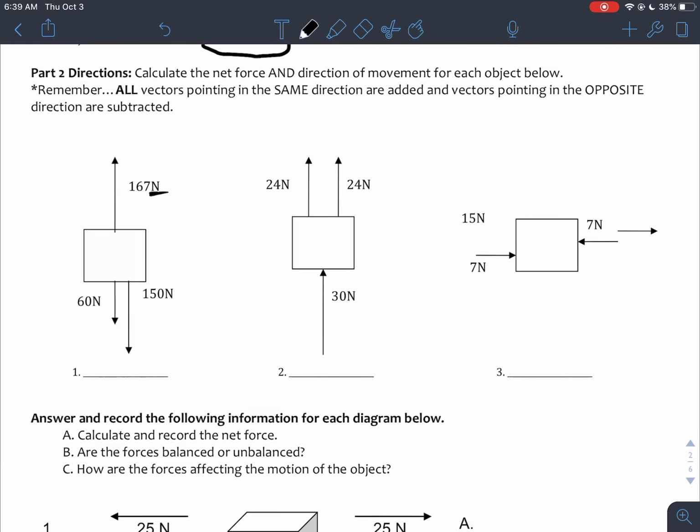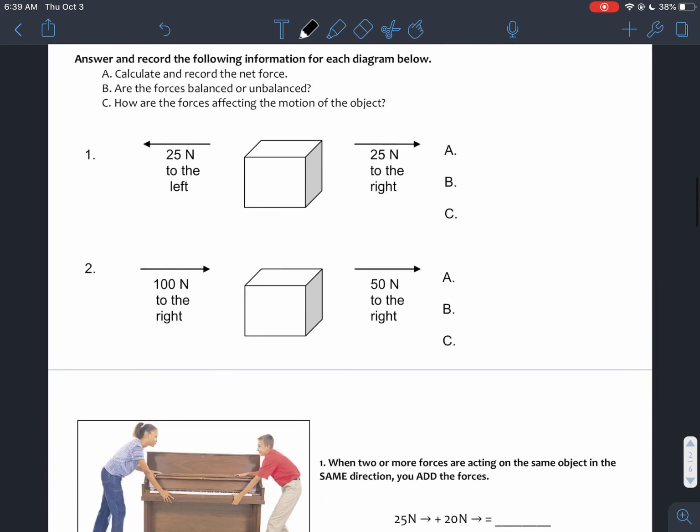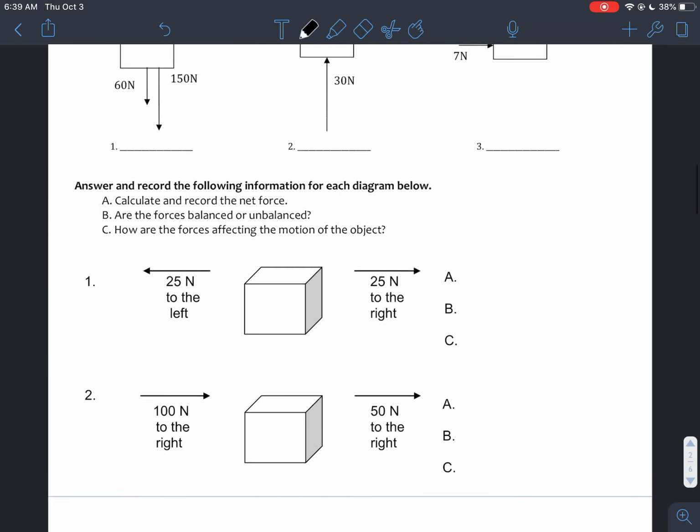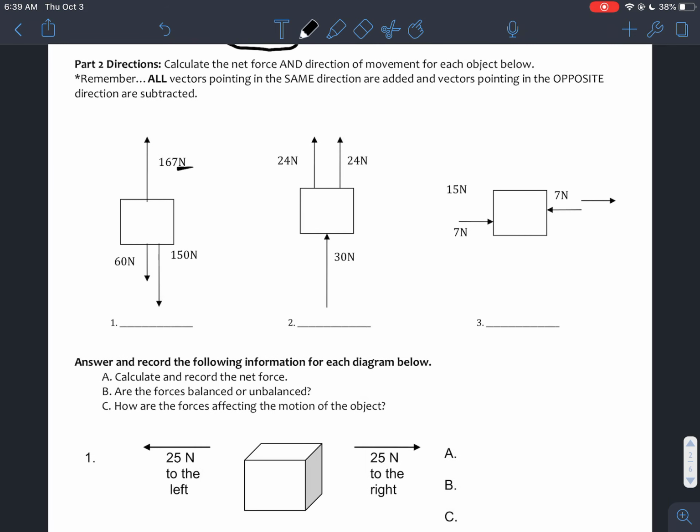All right? I'm going to set you up with an example, and then you're going to do the rest on your own and just keep moving. You can do all the way up to the independent practice after this example. Part 2 directions say, calculate the net force and direction of movement for each object below.